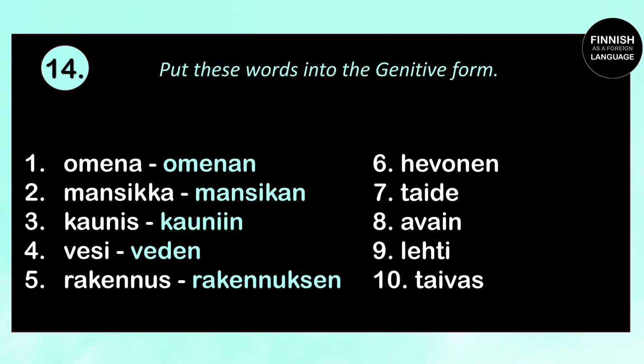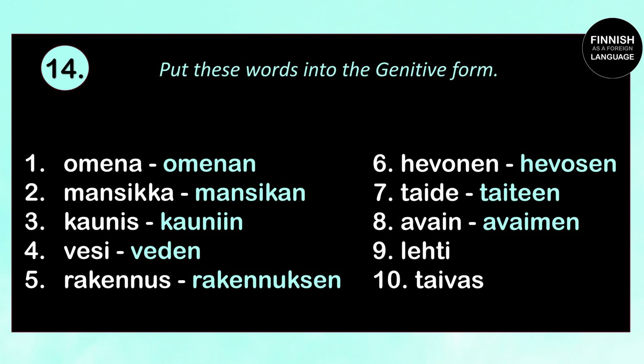Then we have hevonen, which means horse. The genitive is hevosen. Then we have taide, which means art. The genitive is taiteen. Avain means key. The genitive is avaimen. Number 9, lehti means leaf or it is short for newspaper and its genitive is lehden. And the last word is taivas, which means sky. The genitive is taivaan. Okay, we're already halfway through it. 15 more exercises to go, so let's carry on.